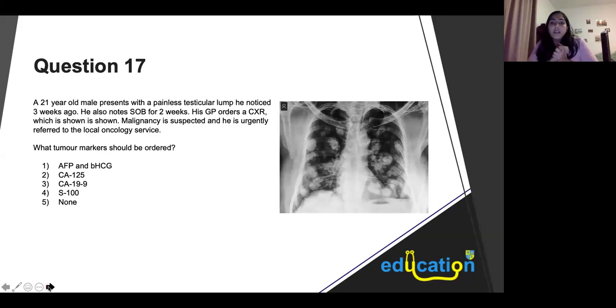All right. Next question. A 21-year-old male presents with a painless testicular lump he noticed 3 weeks ago. He also notices shortness of breath for 2 weeks. His GP orders a chest x-ray, which is shown to the side. Malignancy is suspected and he is urgently referred to the local oncology service. What tumor markers should be ordered?